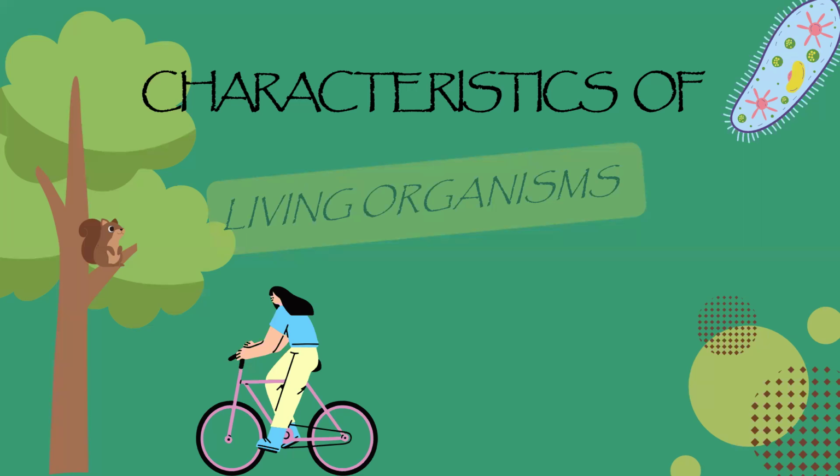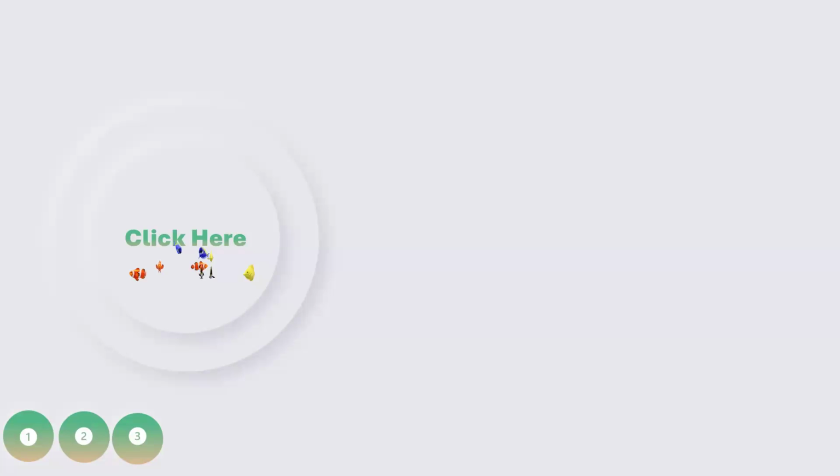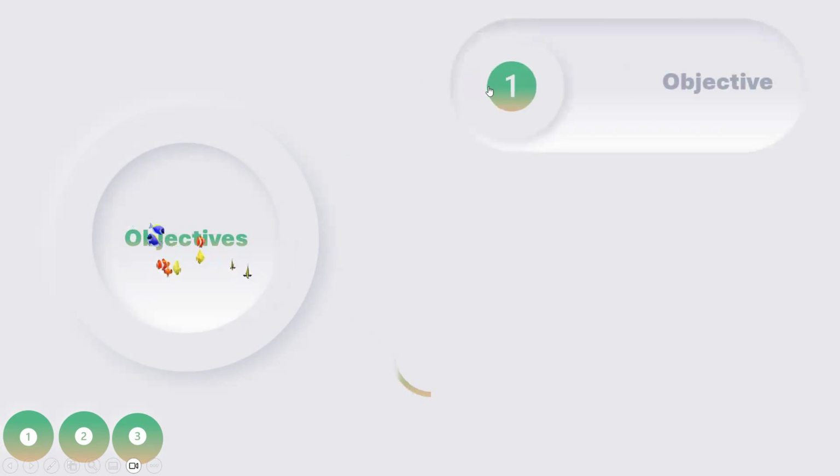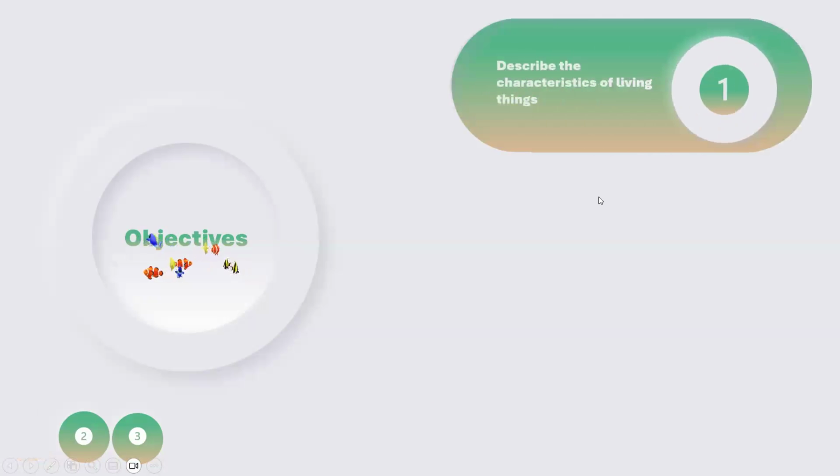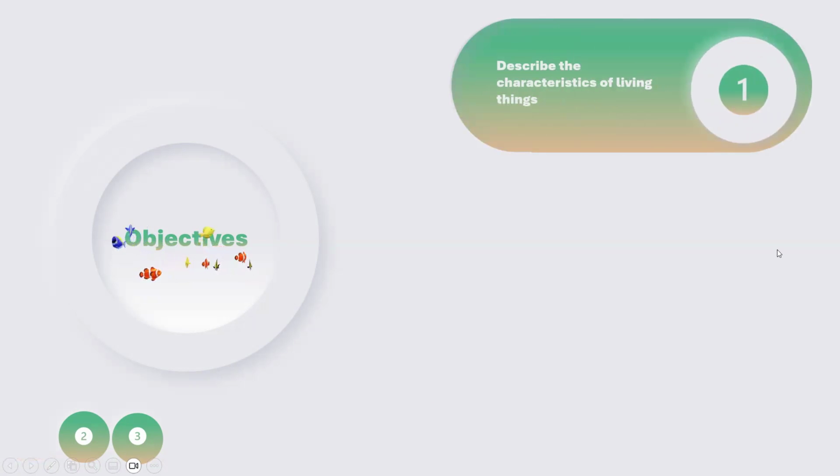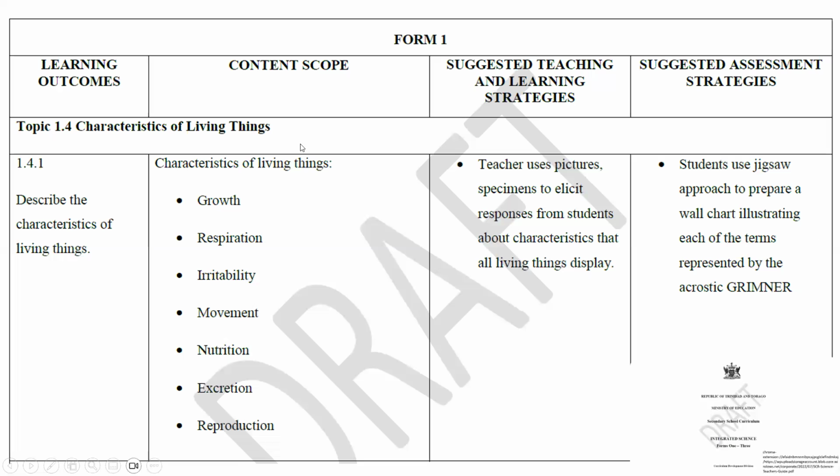So today we're going all the way back to Form 1, looking at the characteristics of living organisms. And I have one objective that I want us to go through today. So today we'll be describing the characteristics of living things. Now, where did I get this information from?